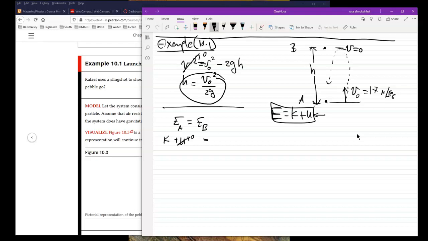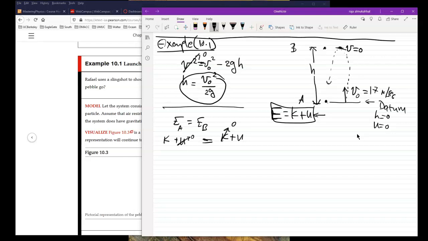Here we have speed, obviously, but there is no height because this is the ground and this is my datum. Remember datum? So I'm assuming my datum is here, the height is 0, and therefore the potential is 0. At B, however, what happened? Well, it reaches the maximum height. That means the pebble stopped, so no kinetic. Remember, if there is speed, there is kinetic. Well, no kinetic.